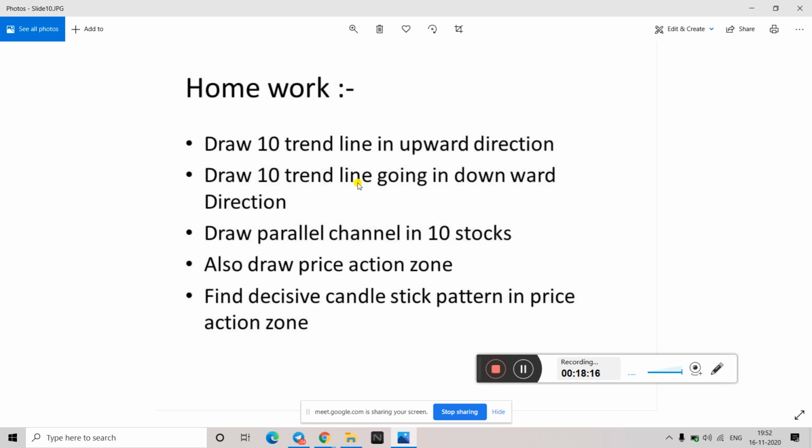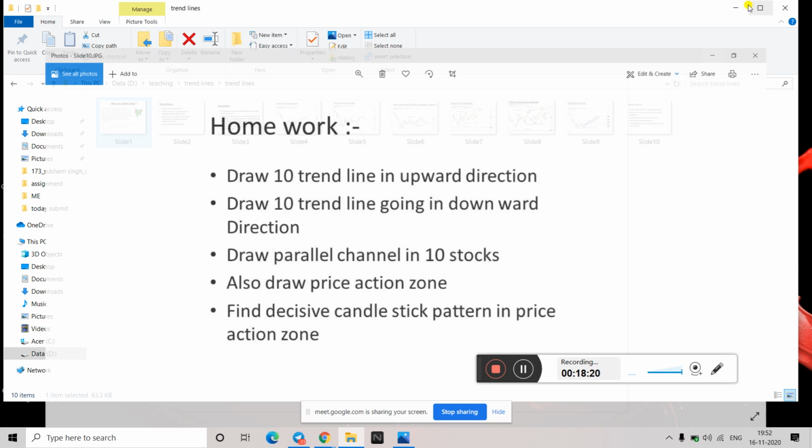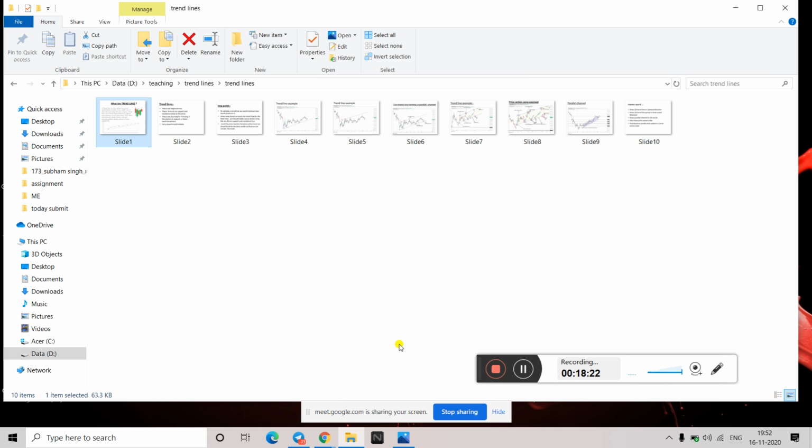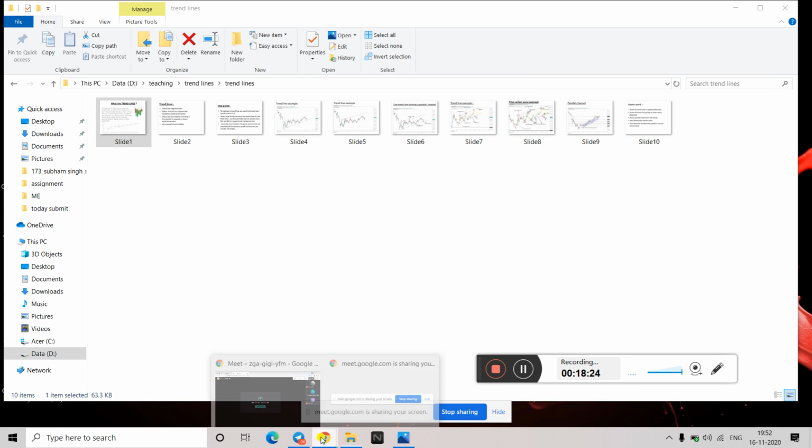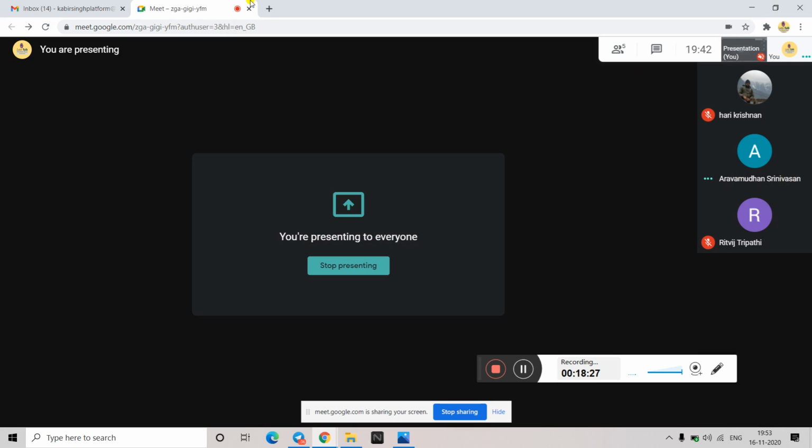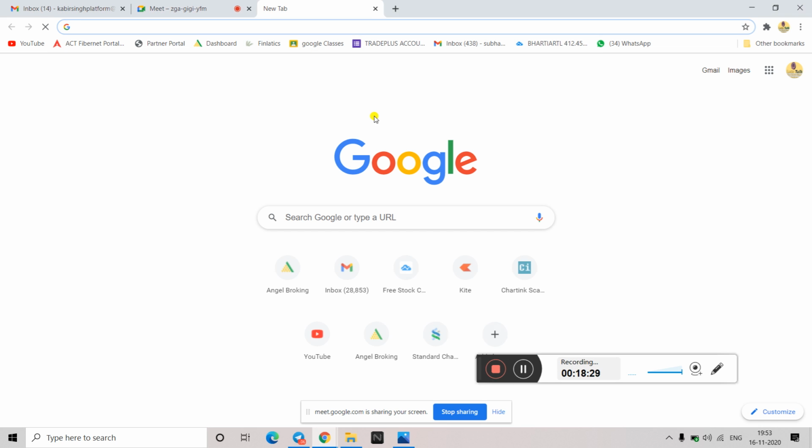So what we'll do is, for the next 10 minutes, we'll go on the charts, and we'll draw a few trend lines and see a few examples.